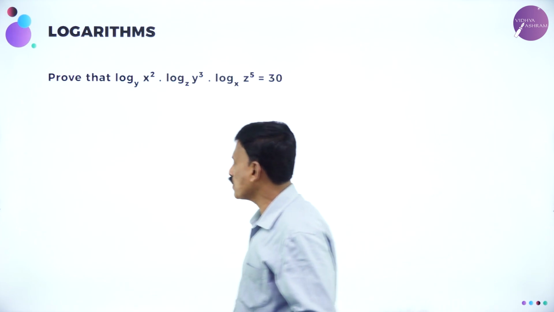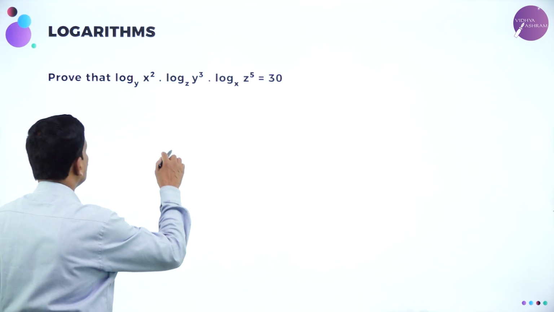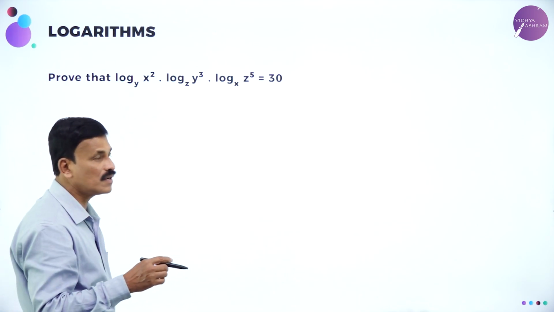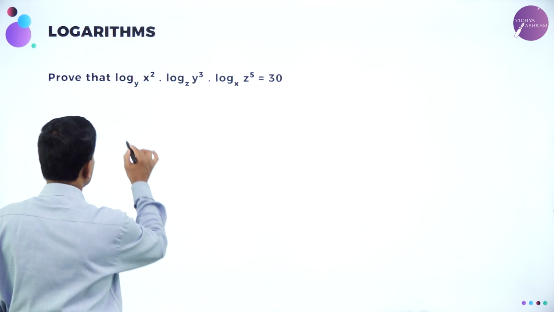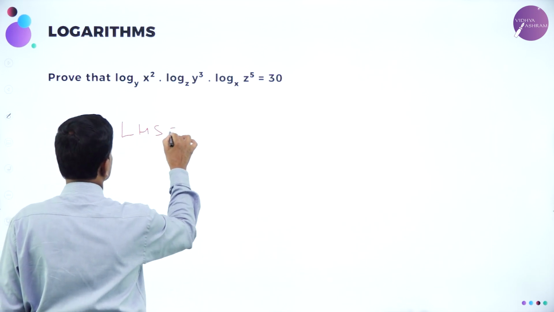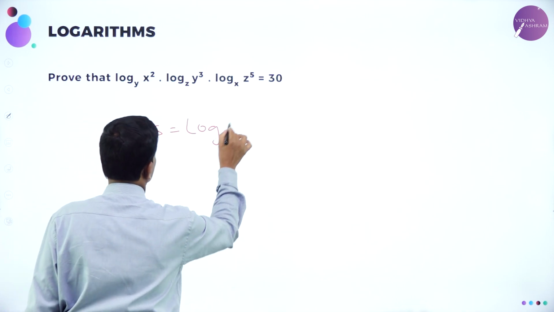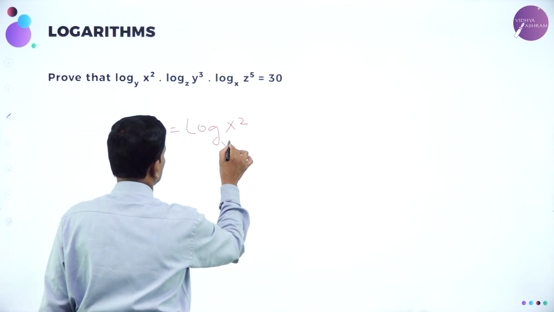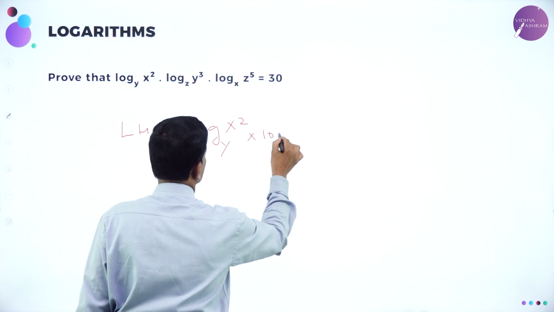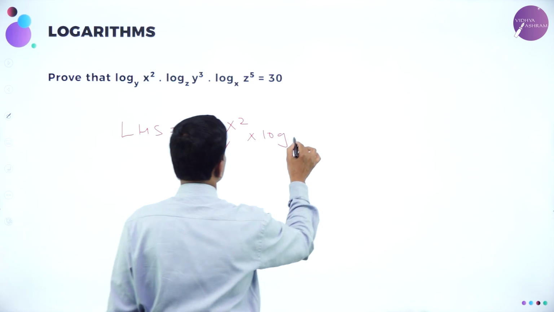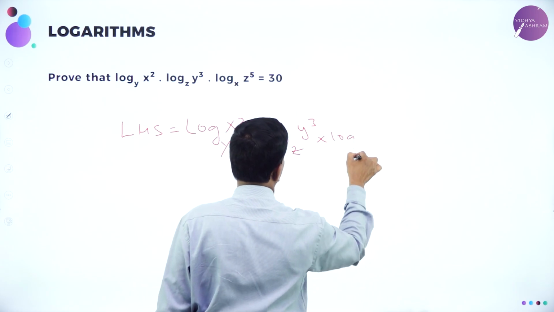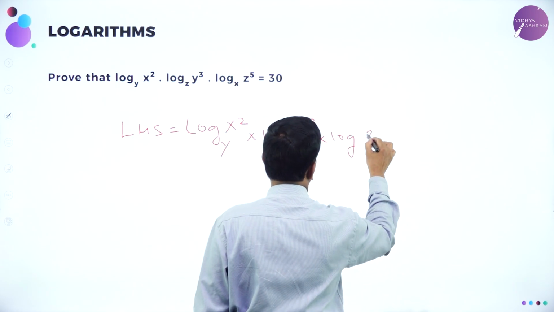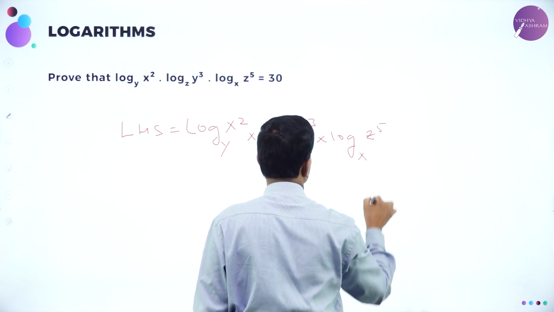This is a very simple problem. Now what is to prove? Log of x square, log of y cube, log of z to the power 5 to base y, z and x is equal to 30. Now let us take LHS. I write the LHS. LHS is logarithm of x square to base y into logarithm of y cube to base z into logarithm of z to the power of 5 to base x.